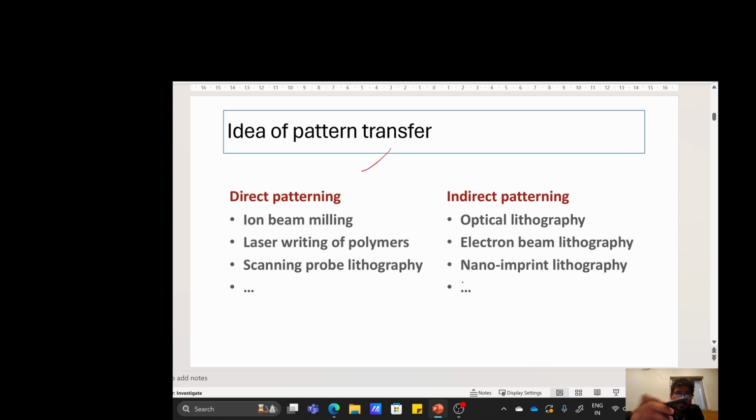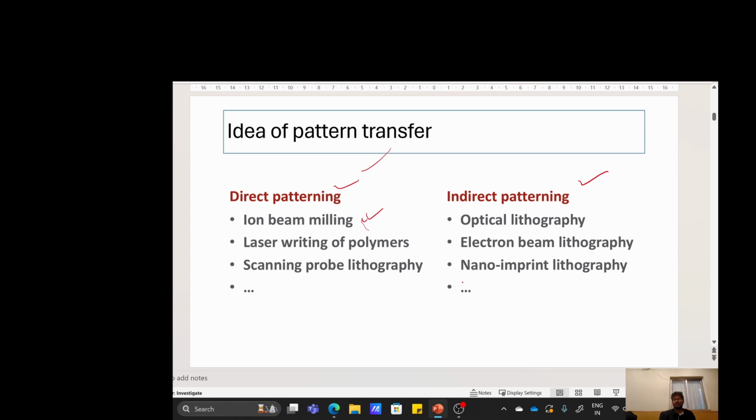So there are two types of patterning. One is direct patterning, one is indirect patterning that we have seen. So ion beam milling. Directly, if you have silicon and silicon dioxide, and from particular parts of that wafer you want to remove the silicon dioxide, there are two ways of removing that. Just directly remove that area with a beam of ions. That just makes the grooves directly.